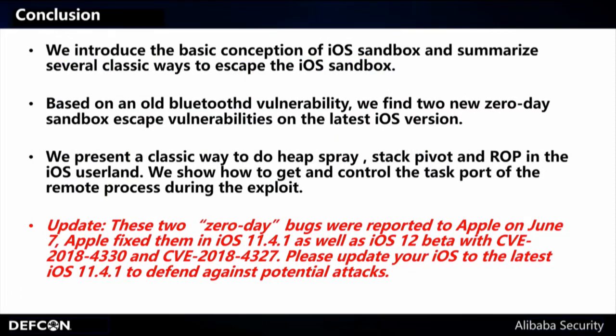So here is the conclusion. First, we introduce the basic concept of the iOS sandbox and summarize several classic ways to escape the iOS sandbox. Based on an old bluetoothd vulnerability, we found two new zero-day sandbox escape vulnerabilities on the latest iOS version. And we present a classic way to do heap spray, stack pivot, and ROP in iOS user land. Then we show how to get and control the task port of the remote process during the exploit.